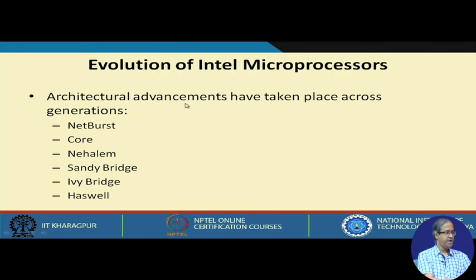The point is that over the years there have been architectural advancements in the Intel processor families. Some of the earlier architectures were called Netburst, which was not so popularly known. Then Core, you have seen the Core 2 Duo kind of processors, you must have heard of it. Then Nehalem, Sandy Bridge, Ivy Bridge, Haswell, these are some names you may have heard. Let us see very briefly what the features are.